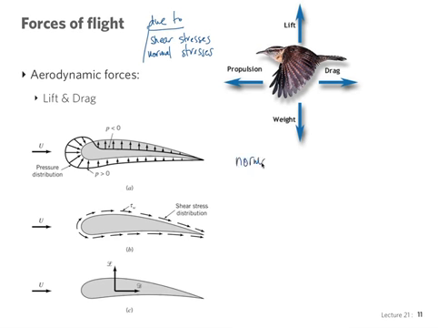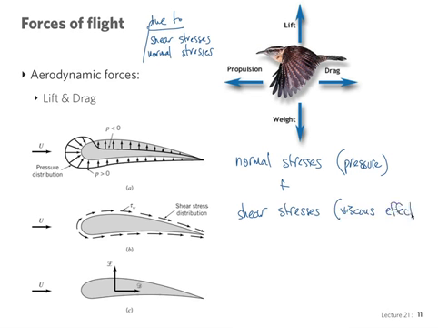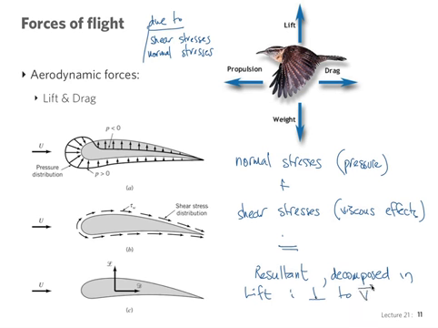These normal stresses plus the shear stresses, viscous effects, will produce a resultant aerodynamic force, which we simply decompose in two forces: one perpendicular to the velocity, and we call that lift, perpendicular to v, the velocity of flight or the velocity of the air around the object, and drag, which is a force parallel to the velocity.